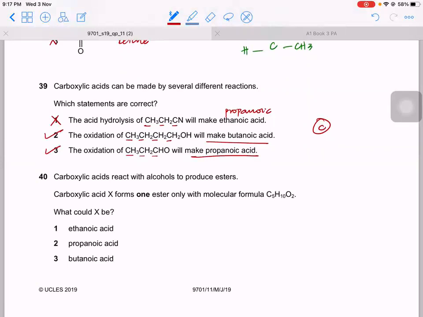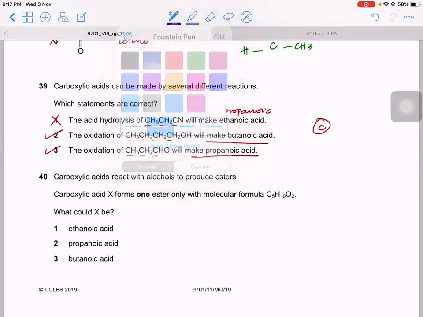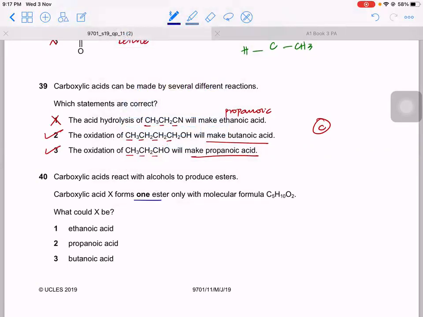Carboxylic acid reacts with alcohol to produce esters. Carboxylic acid X forms 1 ester only with the molecular formula of this. What could X be? Ethanoic acid. So with ethanoic acid, you just have a 2-carbon acid. This is only 1 isomer. Now to make an ester of 5 carbons, you will need a 3-carbon alcohol because you have a 2-carbon acid. A 3-carbon alcohol can be propan-1-ol. It can also be propan-2-ol.